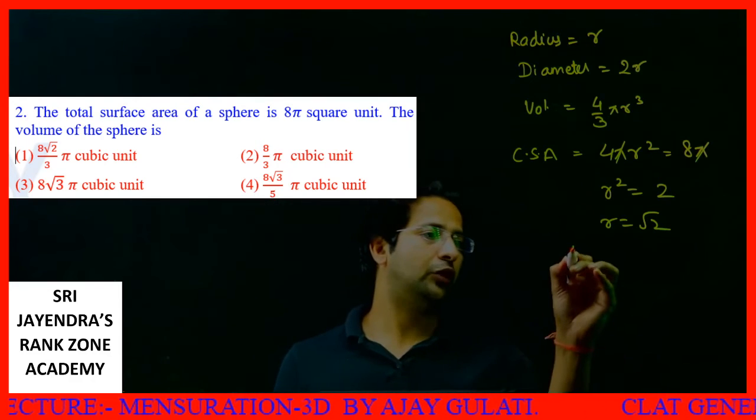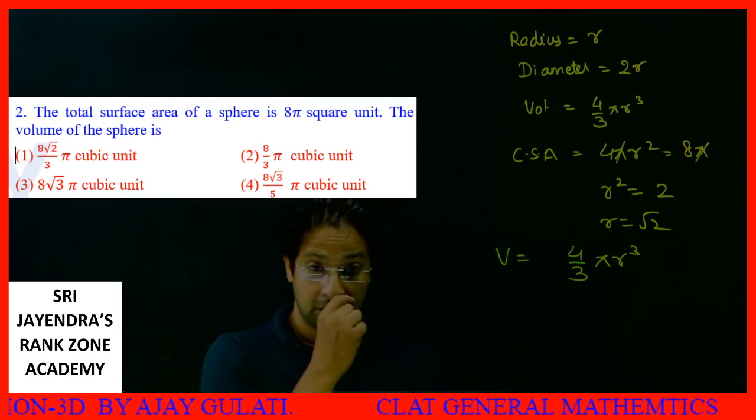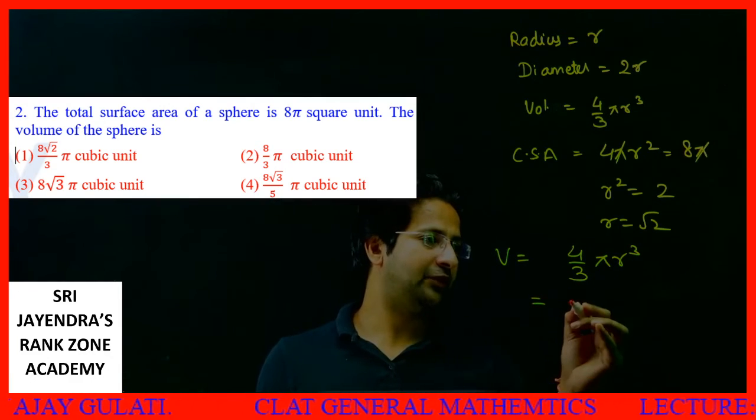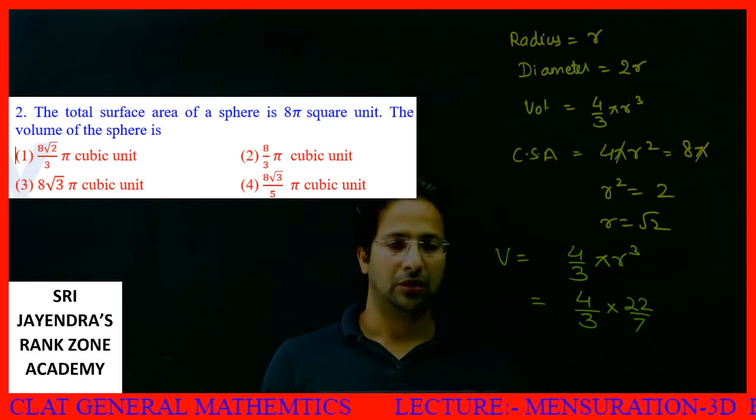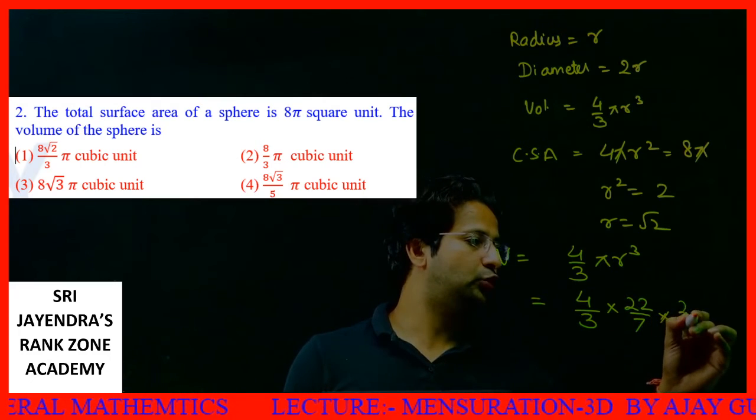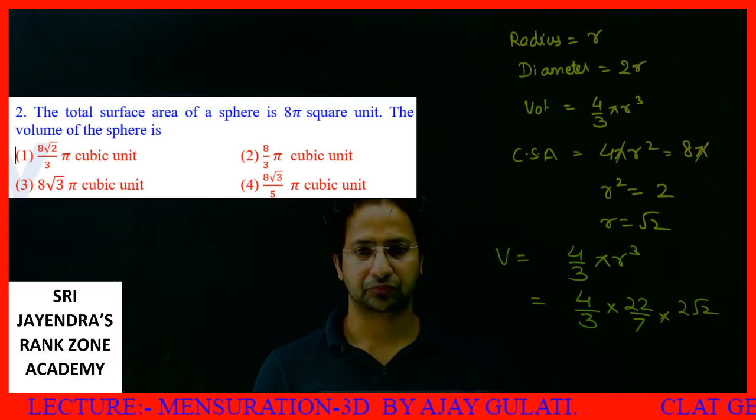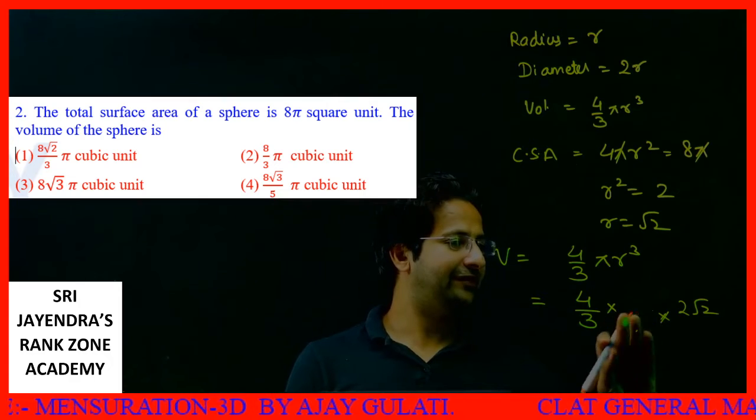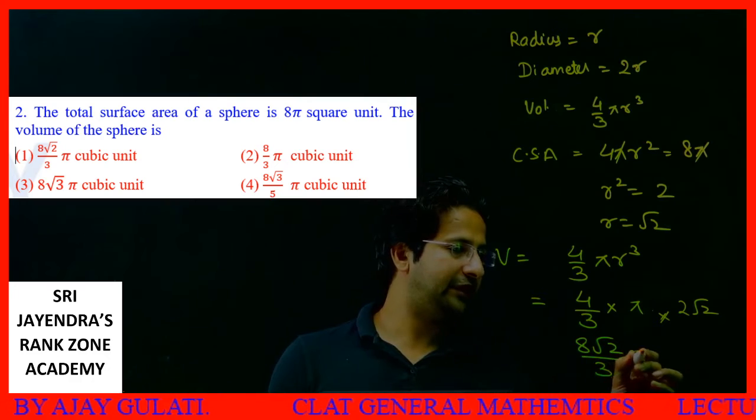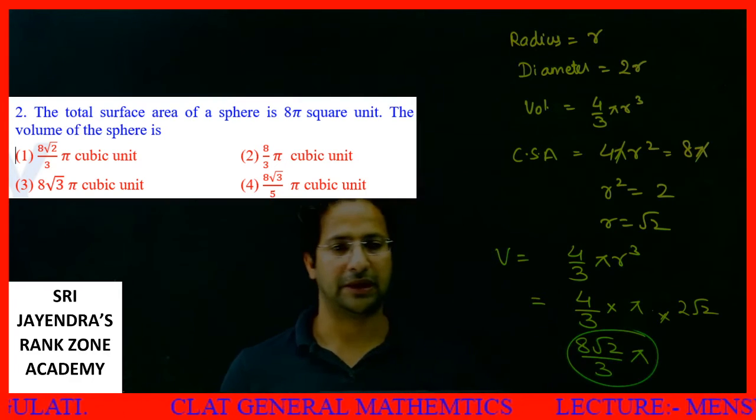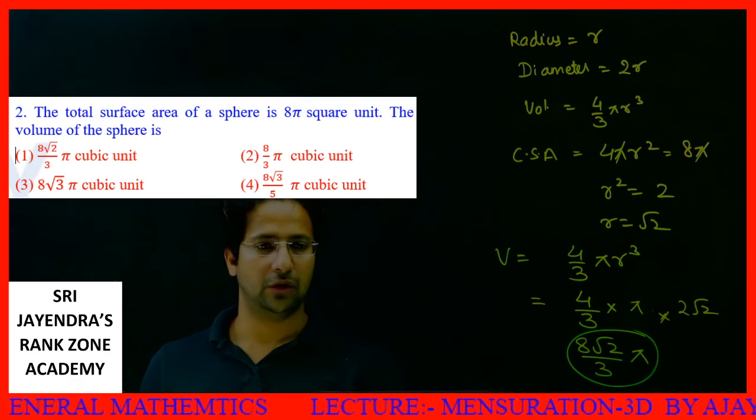What is the volume of the sphere? Volume of the sphere is 4 by 3 pi r cube. That means 4 by 3 into pi, and r cube is 2 root 2. Okay, let pi be as it is. So we have 8 root 2 by 3 pi as per the options. This is my answer. We have option number 1 exactly the same.